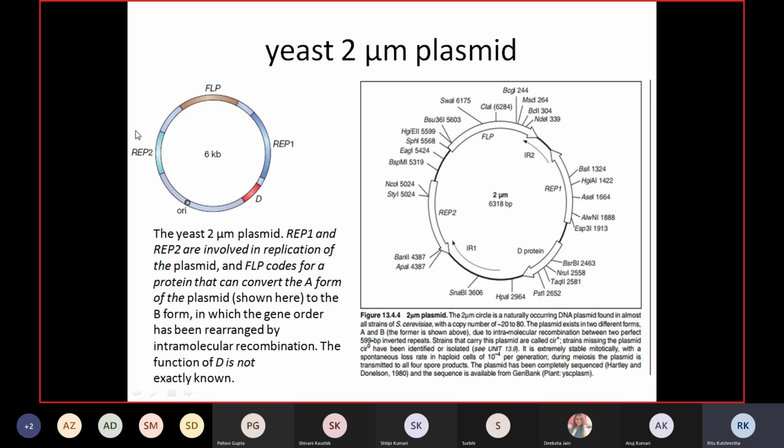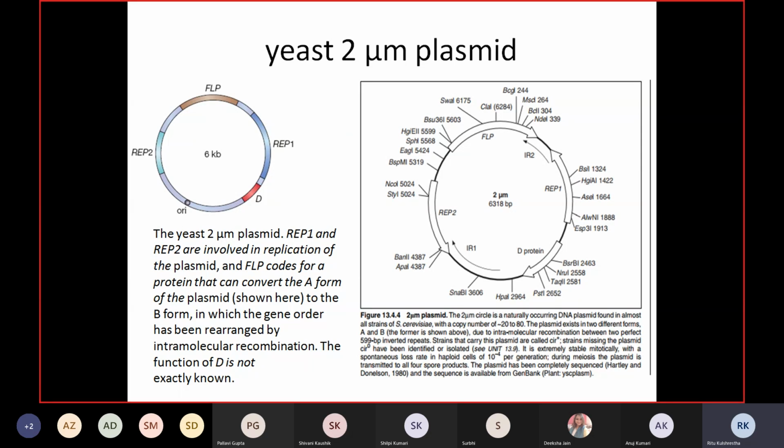Now, the flip region has on either side inverted repeats, which are completely complementary to each other. They are two perfect inverted repeats. So when recombination takes place between them, the region between those gets flipped. That's why in some 2 micrometer plasmids you will find the flip region in a particular direction, while in others it will be present in the opposite direction. So this is the structure, and this was the basis of the rest of the yeast cloning vectors that were developed subsequent to it.